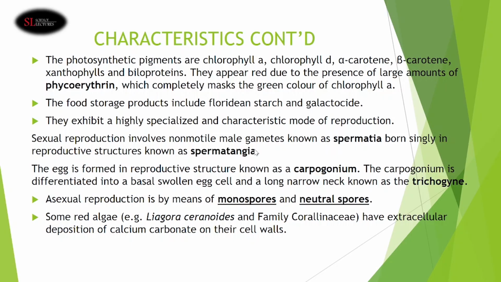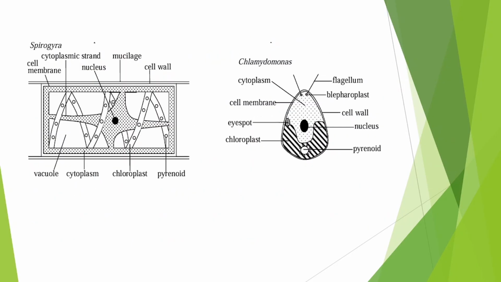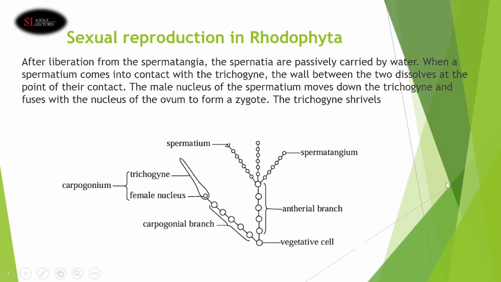They have non-motile male gametes called spermatia, and the spermatia are produced in what we call the spermatangia, while they also have an egg produced in what we call a carpogonium. And in the carpogonium, the egg is found at the base, while the carpogonium has a long structure called the trichogyne. I think I have a structure here that explains that.